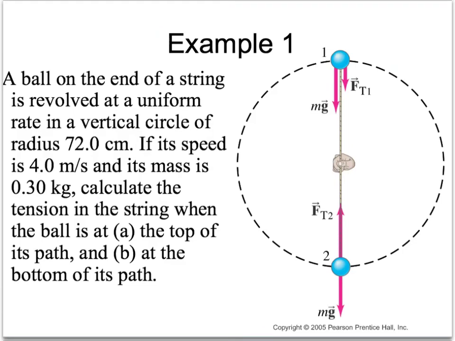Alright, here's our first example of how we could use this. A ball on the end of a string is revolved at a uniform rate in a vertical circle. That means a circle that goes up and down instead of left and right. The circle has a radius of 72 centimeters. If its speed is 4 meters per second and its mass is 0.3 kilograms, calculate the tension in the string when the ball is at the top of its path and at the bottom of the path.